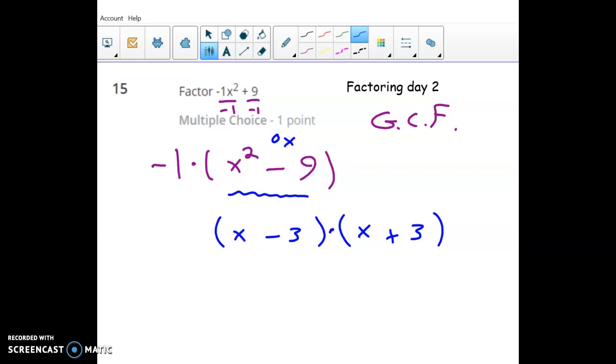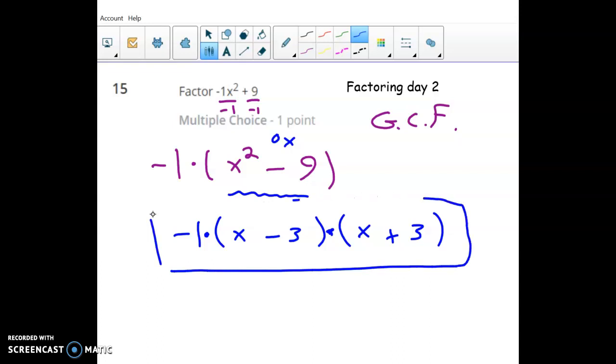Okay, so our answer is those two little factors from this, and then the -1 that we factored out originally. So we sort of have like 3 parts in our answer, but that's our final answer right there. All right, hopefully that helps.